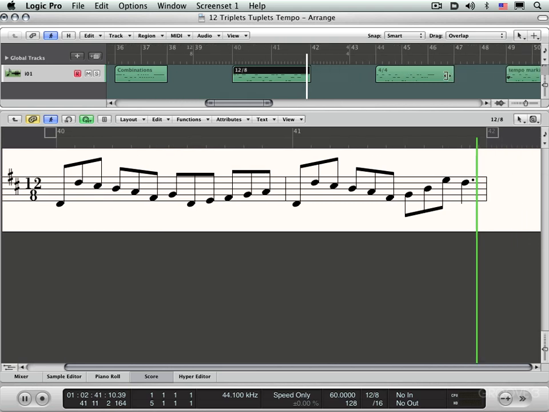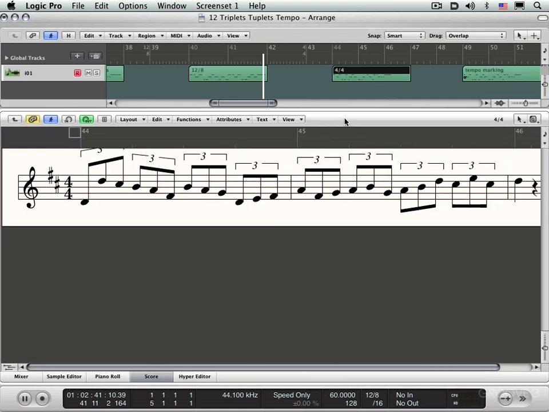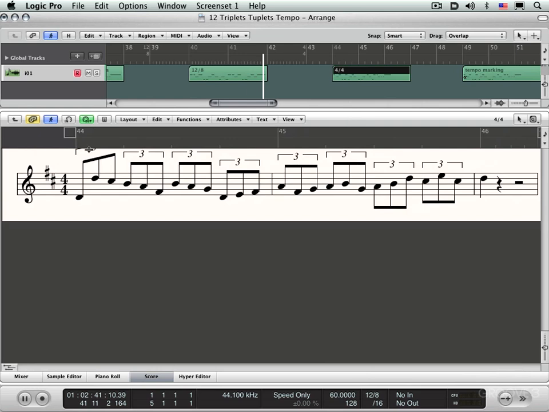Let's go to our next example here. And here we have, again, let me zoom here so we can see it all properly. And we have here that same example, but this time played in 4/4 time, but with triplet markings. So again, here's a bar count in.